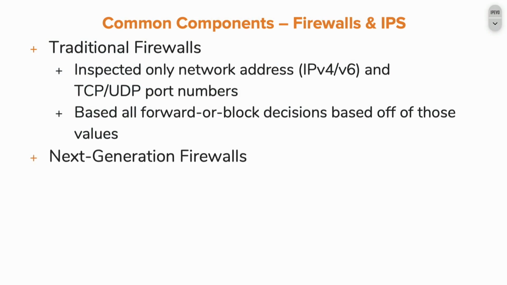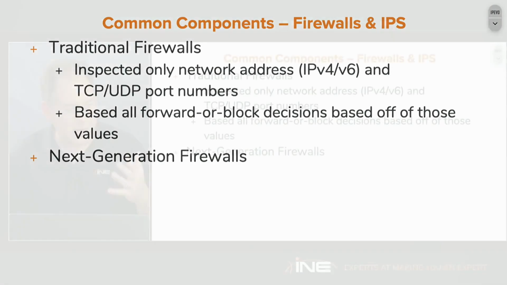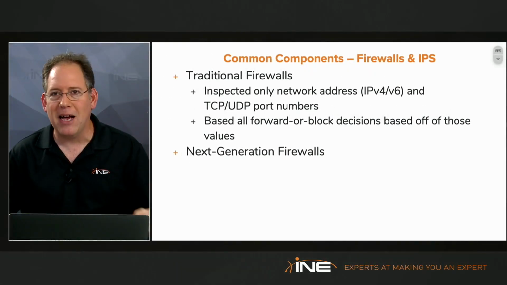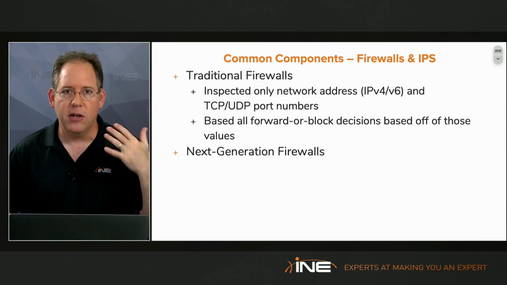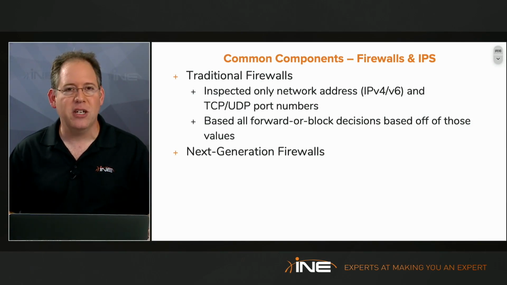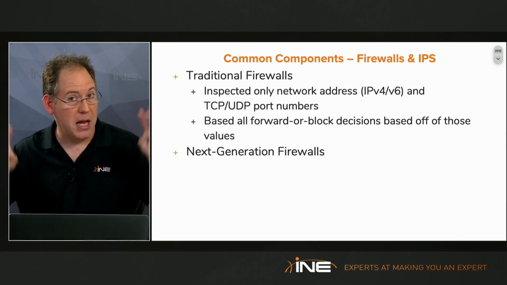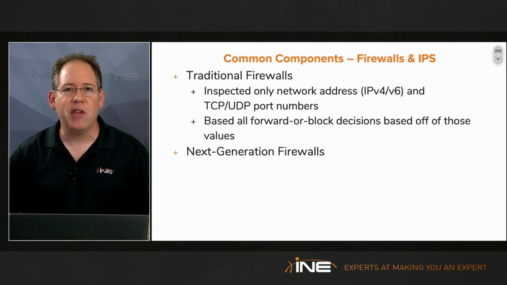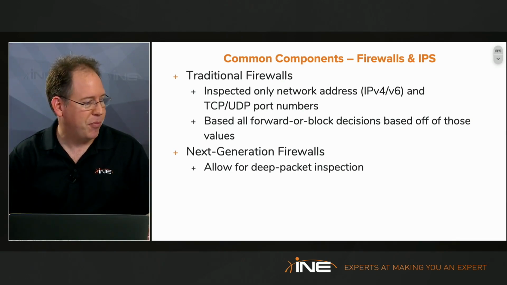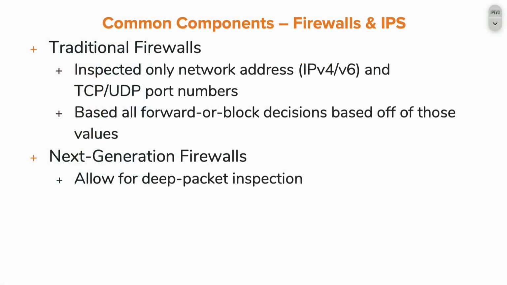However, for the last several years, Cisco and other companies have come up with things called next generation firewalls. Next generation firewalls certainly can still make their forwarding or blocking decisions based off of addresses, just like a traditional firewall. But what makes them next generation is they have the ability to do a lot of other stuff as well. For example, they could do deep packet inspection. Now, if you're watching this video, you're probably like, what? What the heck is deep packet inspection?